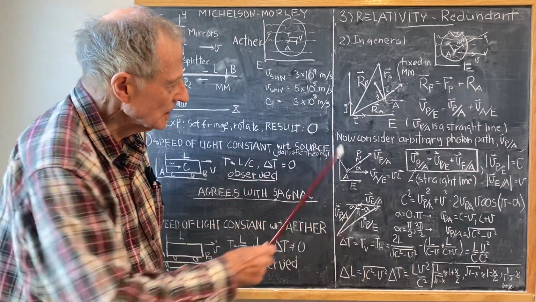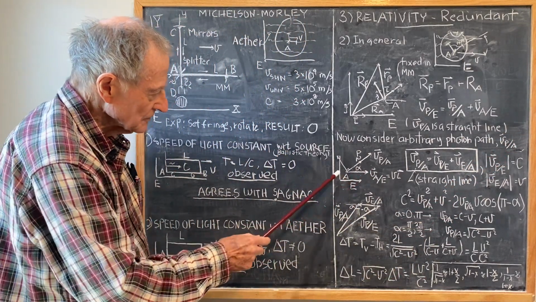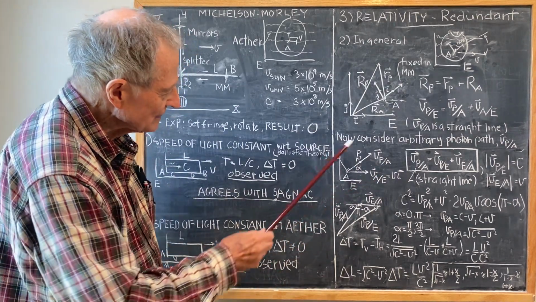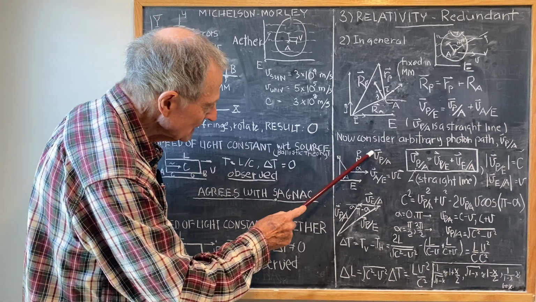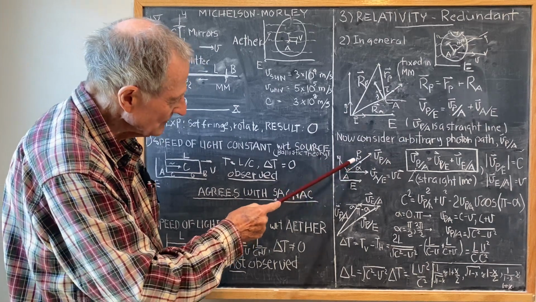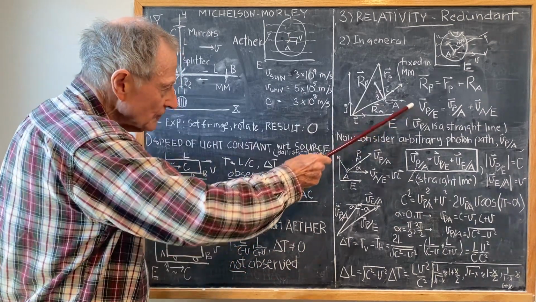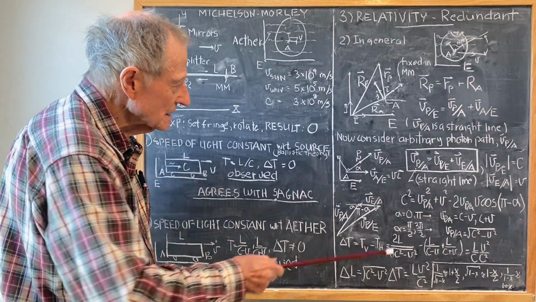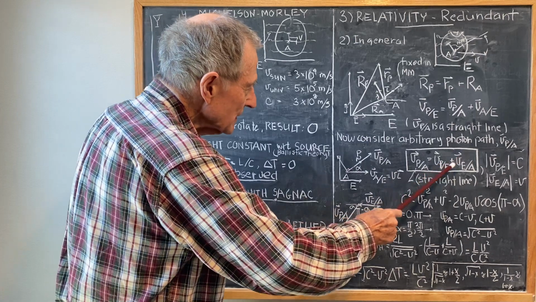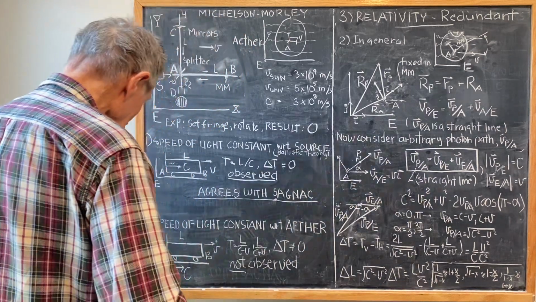Now consider an arbitrary photon path Vp with respect to A that makes an angle alpha with respect to the ether wind V. And in that case, if I assume that the photon is traveling along that axis, then I can complete the frame with another axis perpendicular to it, and then I can apply this formula to give me that Vp with respect to A is equal to Vp with respect to E plus V, minus Va with respect to E, which is plus Ve with respect to A.